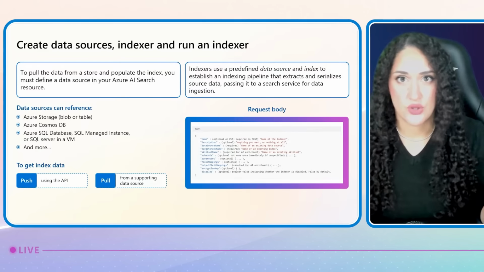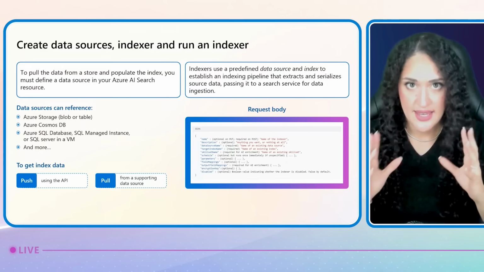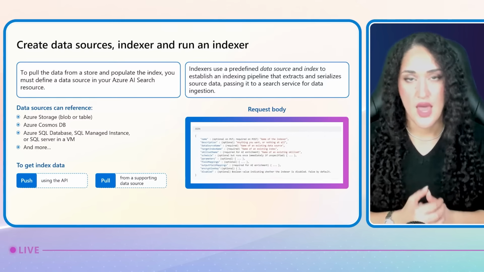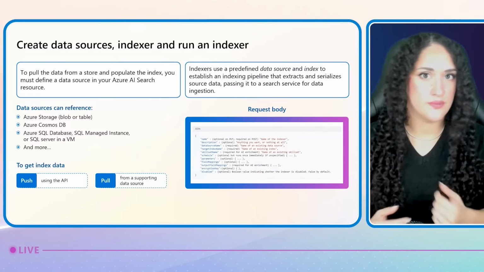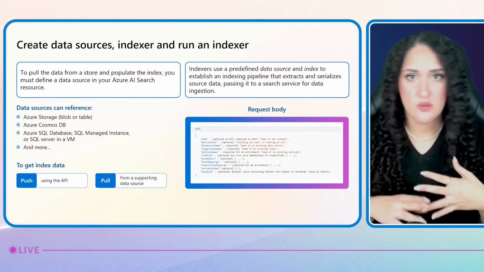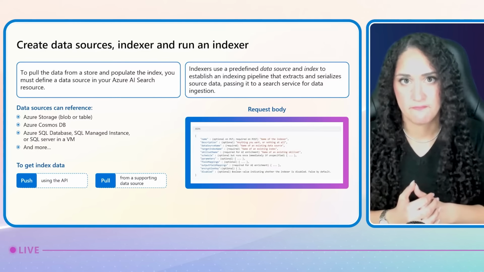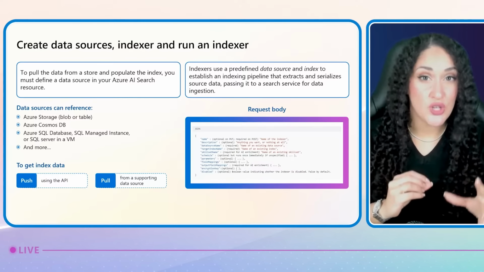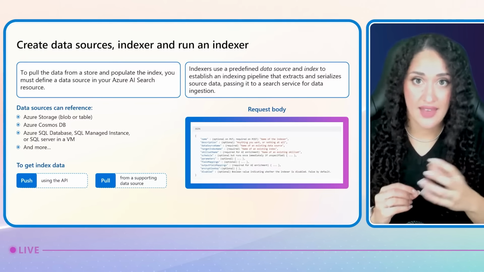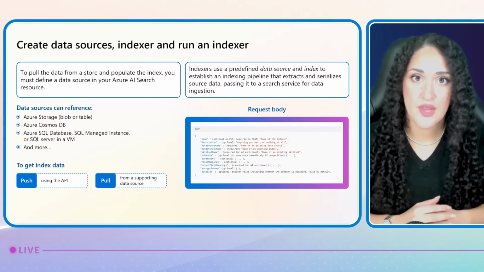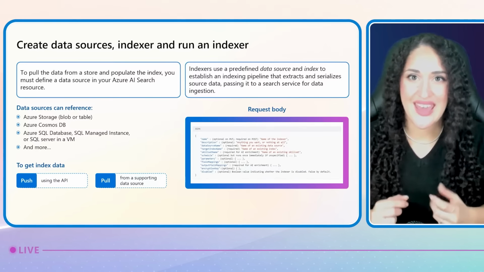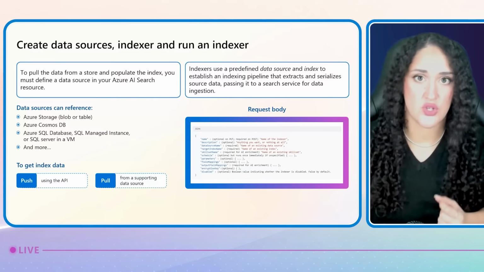Data sources and indexers are the way to get data into your index. Supported sources include Azure Storage, Cosmos DB, Azure SQL, and more. Know the difference between push indexing and pull indexing, as this can be part of a question. The exam might describe a data source and ask how to configure the ingestion pipeline.